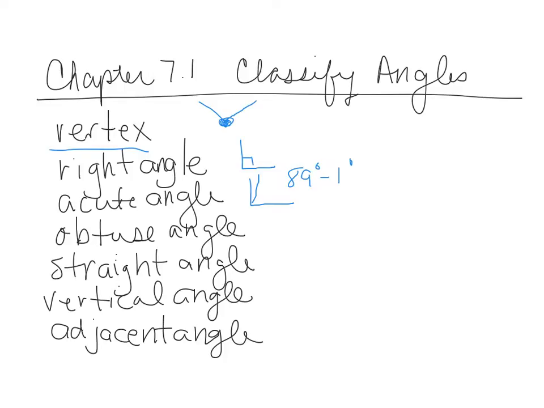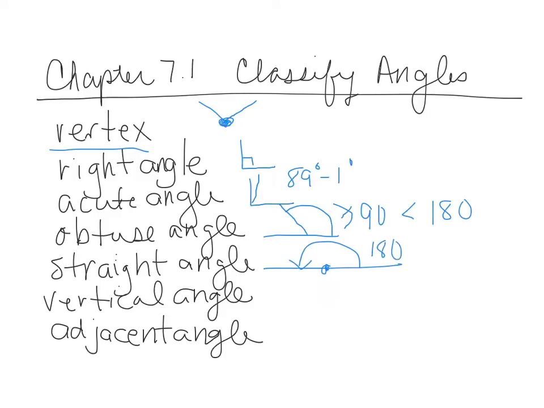Obtuse is just the opposite. It's larger, and so we would have something like this angle here. There's no special symbol like the right angle, but it is larger than 90, so maybe 90.1, and smaller than 180. So greater than 90 and less than 180. So it can be 179, but it cannot be 180. If you have a 180, then you have a straight angle, otherwise called a line. So this is 180 degrees here.